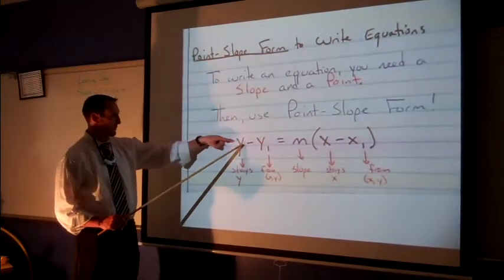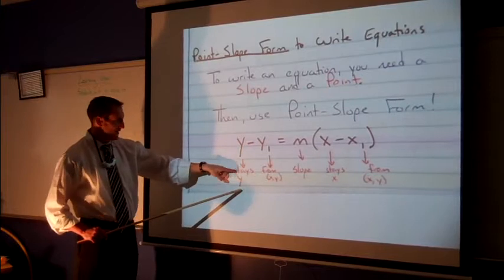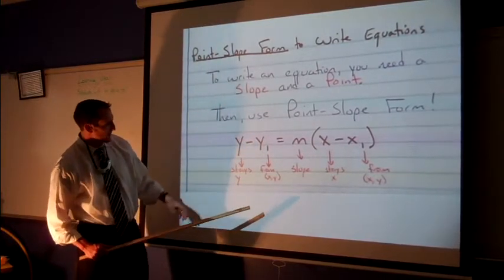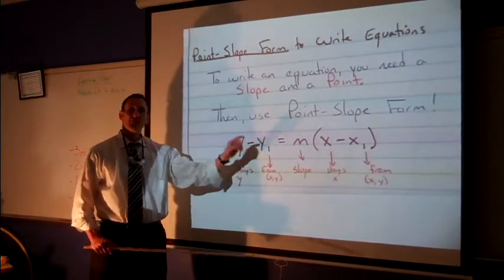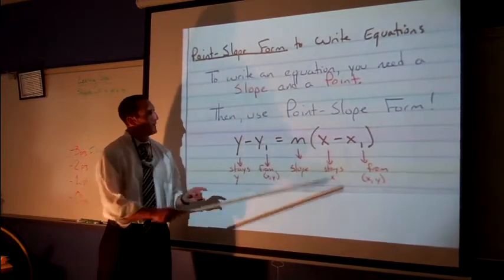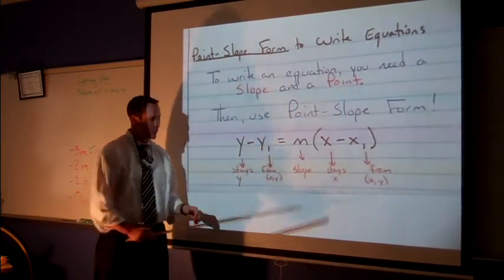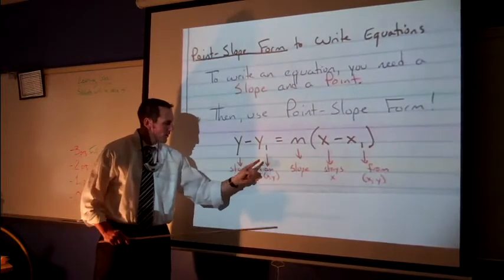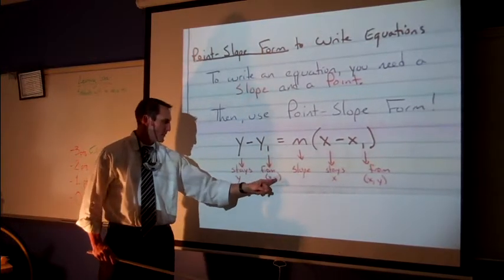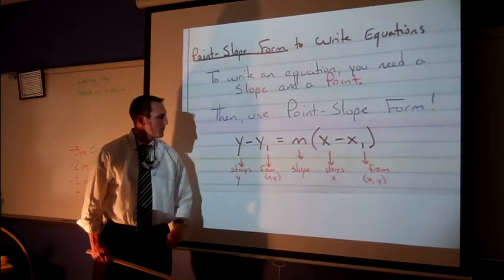So this y in the formula stays y. The minus sign stays in the formula. y1 is the y-coordinate of the point that we have. Okay, so remember, we need a slope and a point. The y1 comes from that point that we have. It's the y-coordinate from the point.